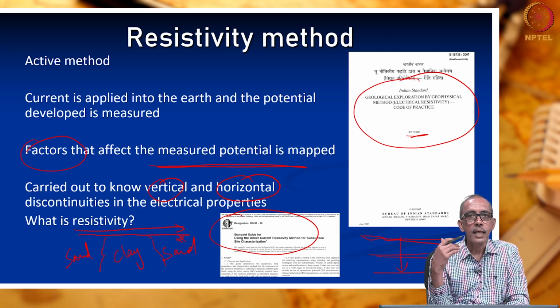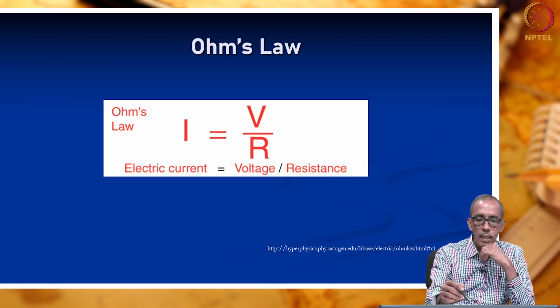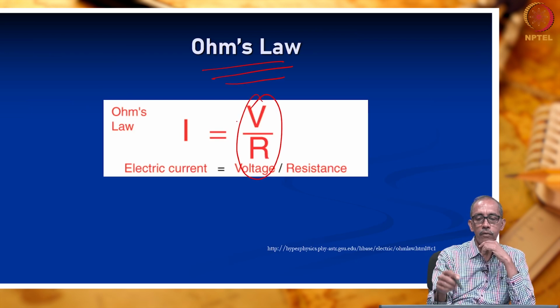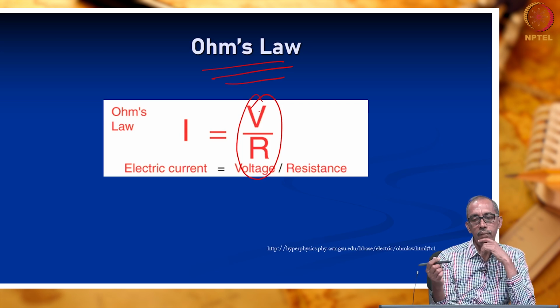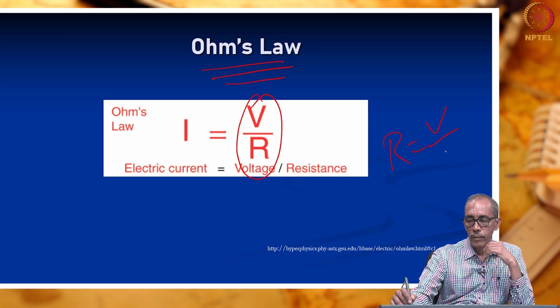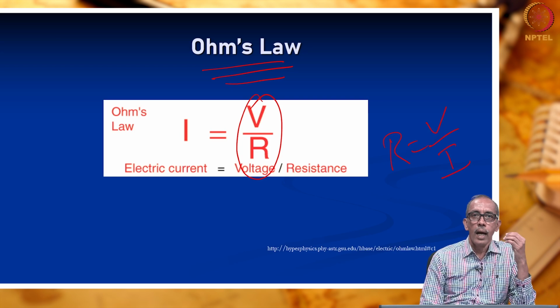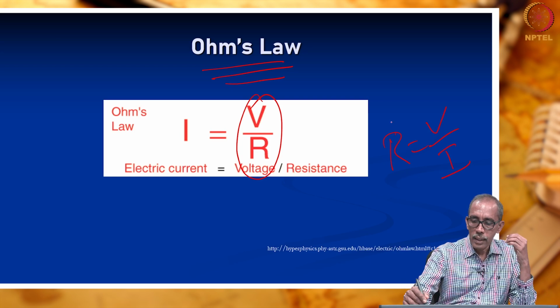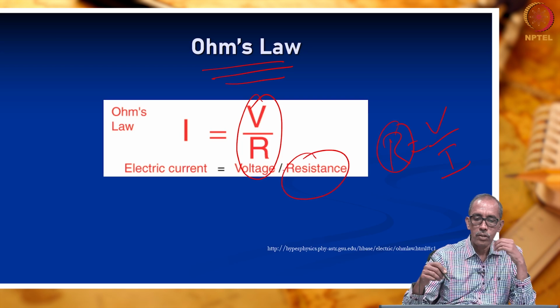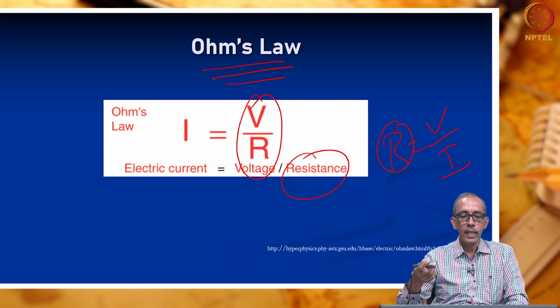What exactly is resistivity? We know very well, Ohm's law states V by R is equivalent to I, or in other words, R is equal to V by I. This is Ohm's law. And here the term R is resistance. The letter R refers to resistance. V is the voltage. I is the electric current.